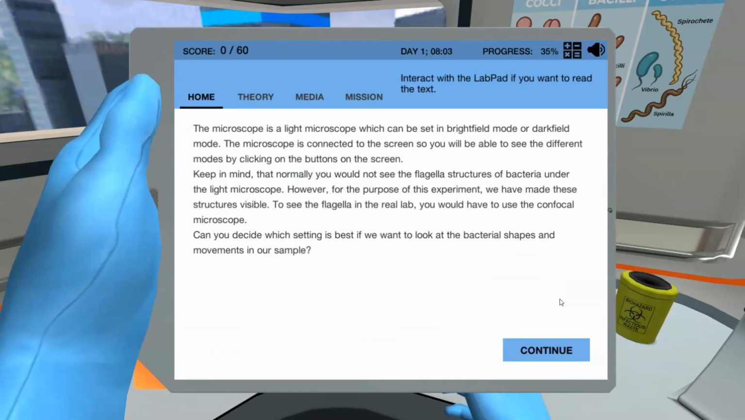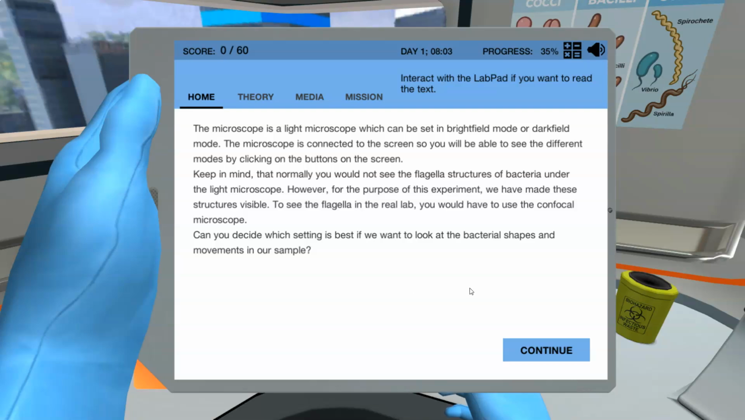The microscope is a light microscope which can be set in bright field mode or dark field mode. The microscope is connected to the screen, so you will be able to see the different modes by clicking on the buttons on the screen. Keep in mind that normally you would not see the flagella structures of bacteria under the light microscope. However, for the purpose of this experiment, we have made these structures visible. To see the flagella in the real lab, you would have to use the confocal microscope.